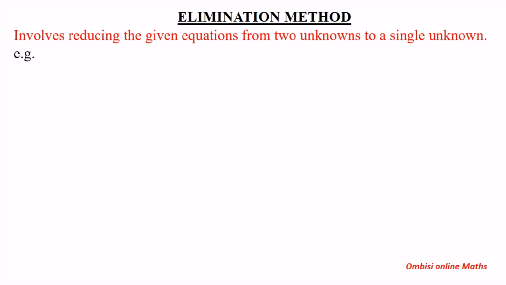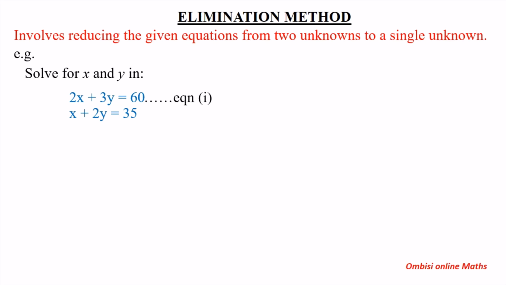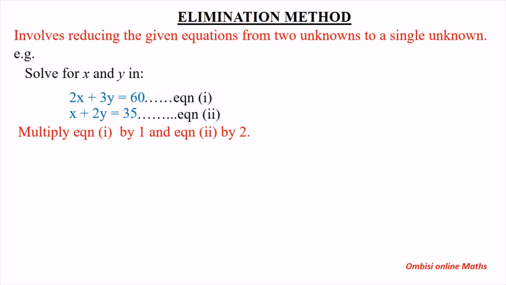For example, solve for the value of x and y in the following system of simultaneous equations: 2x plus 3y equals 60, then x plus 2y equals 35. You have to solve using the elimination method. We'll call this one equation 1, and we'll call the next one equation 2. Now, for us to eliminate, we will take equation 1 and multiply by 1, then equation 2 we will multiply by 2.